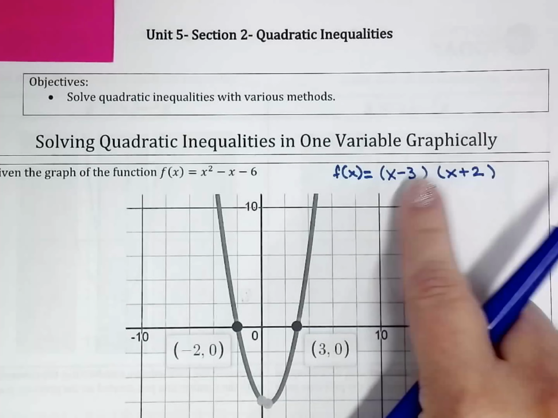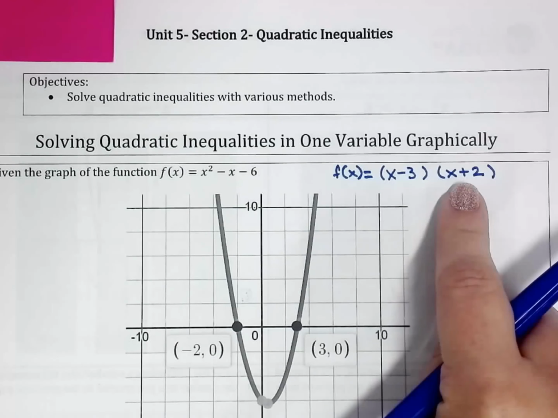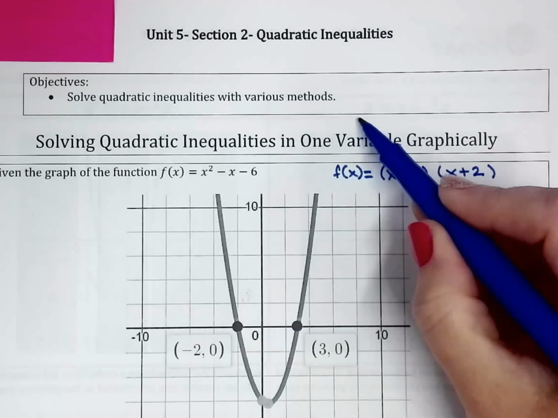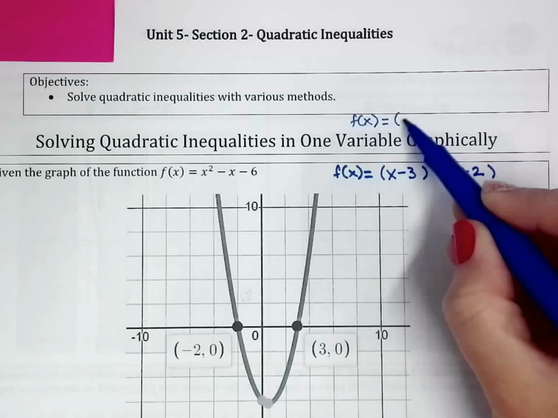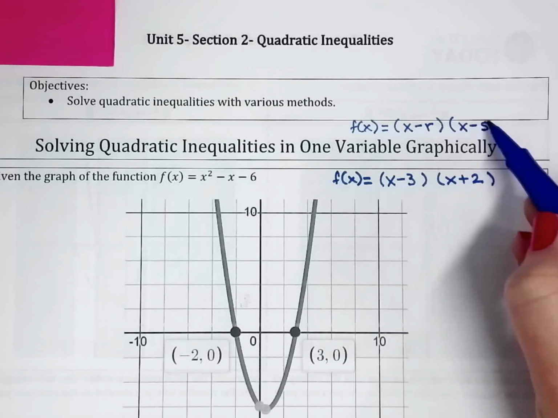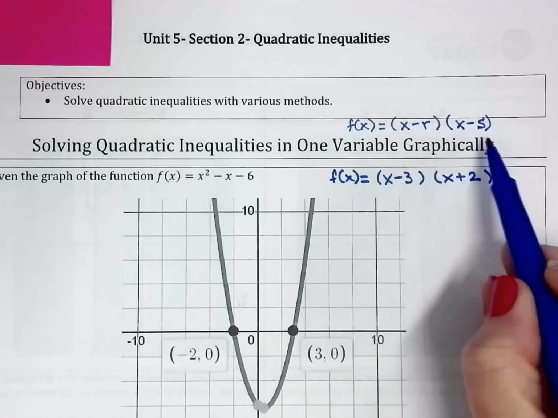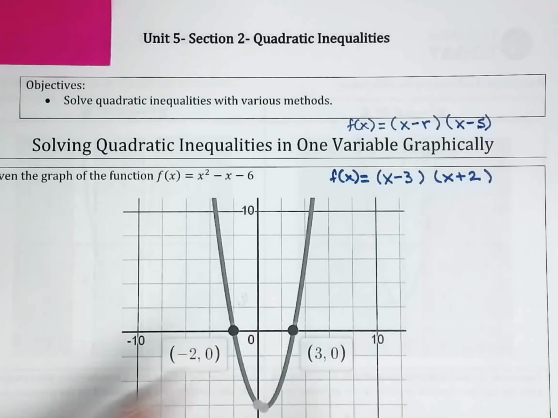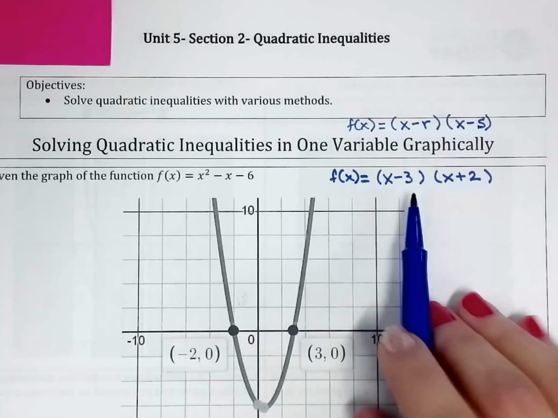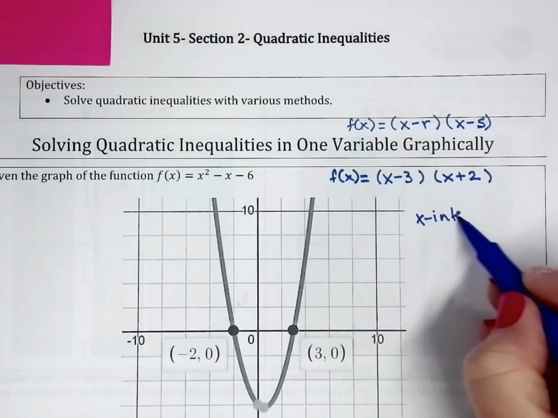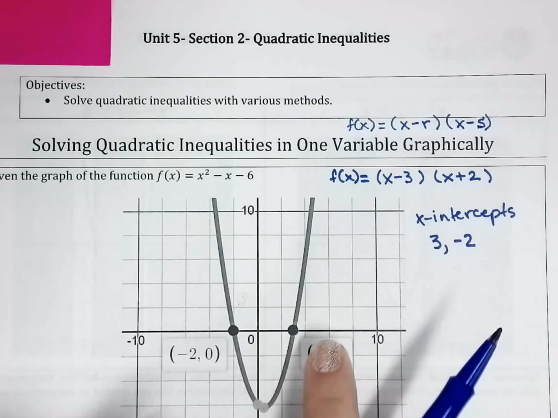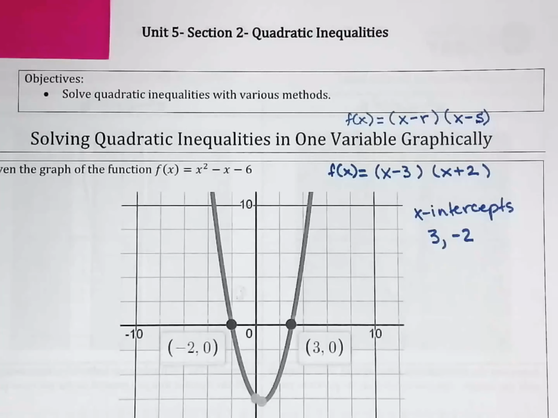I know that these factors will give me the x-intercepts. From the root form, we had f of x equals x minus r, and then x minus s, and those represent the roots of your function, or the x-intercepts. So remember, the minus belongs to the formula, so your x-intercepts are 3 and -2. And that's what you see right there on the graph.